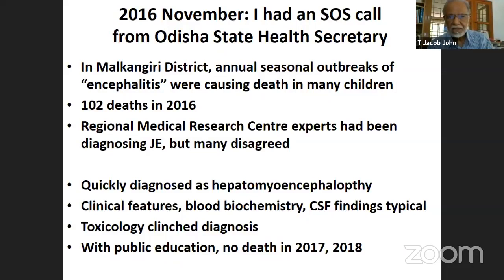The Regional Medical Research Center experts were diagnosing this as Japanese encephalitis with very, very meager and questionable lab results. But the malariologist and the entomologist disputed that, saying that the JE mosquito is not here. All right. So we quickly, within one day, sorted it out. It was hepatomyoencephalopathy. Clinical features fitted, blood biochemistry fitted, CSF findings fitted, and toxicology was able to show the Cassia occidentalis toxins in the urines of children with hepatomyoencephalopathy. With public education, no deaths in 2017, 2018. Next slide.